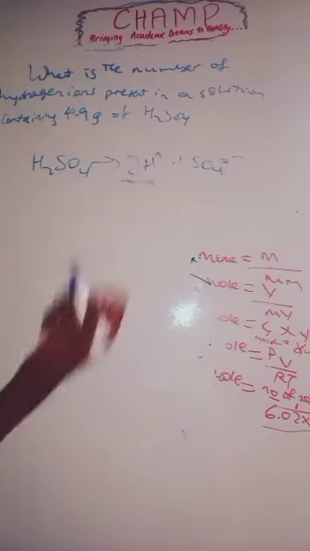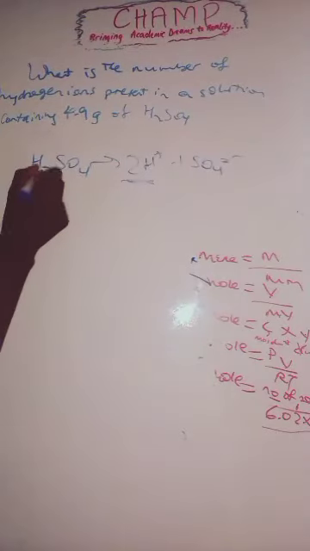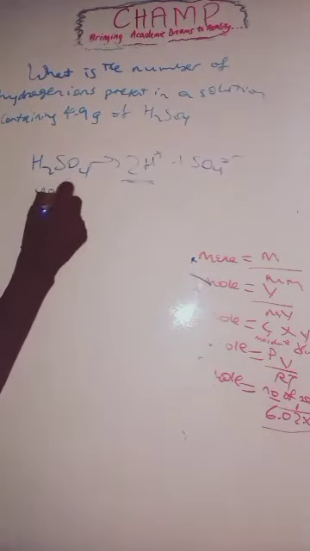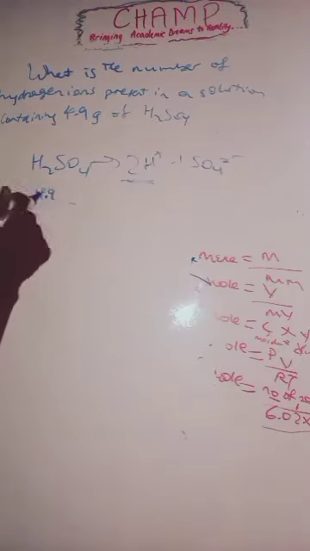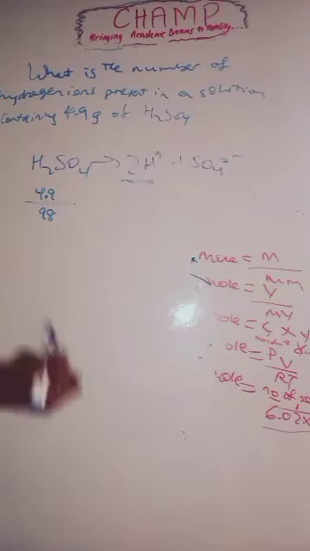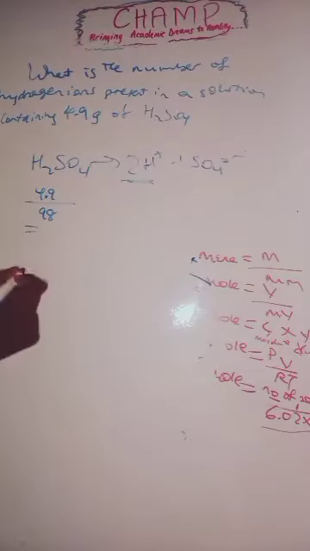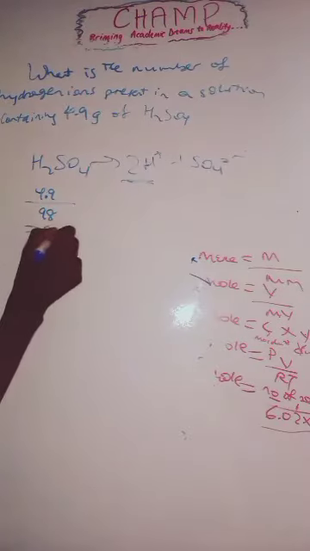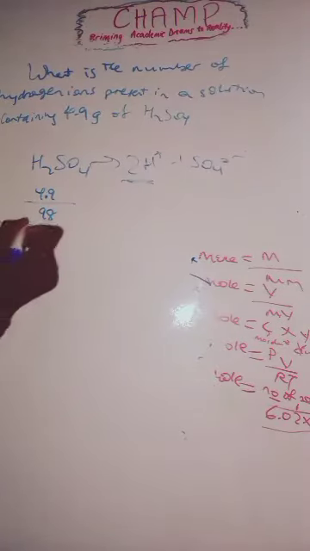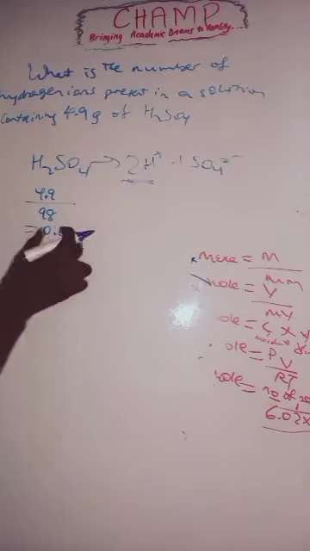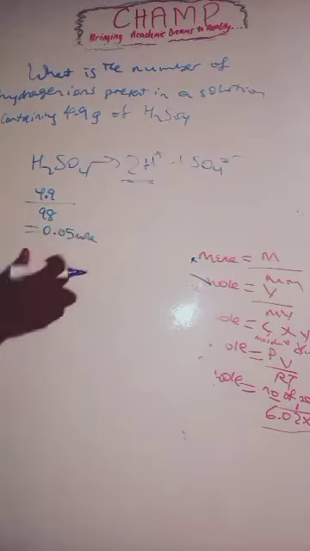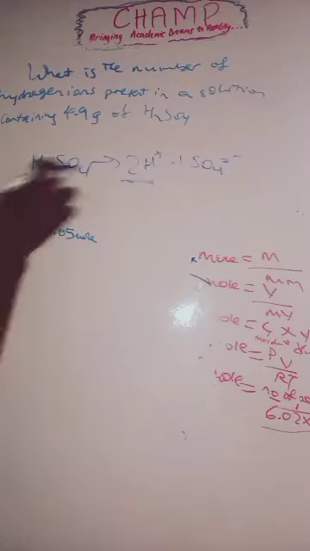So this is 2 hydrogen ions. So let's get the mole. They said 4.9 gram. So we are trying to get the mole, which is mass over molar mass. So this is 4.9 over 98. What's 4.9 over 98? That's 0.05 mole here. So if this is 0.05, this is 1:2.